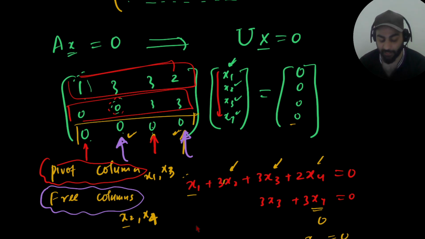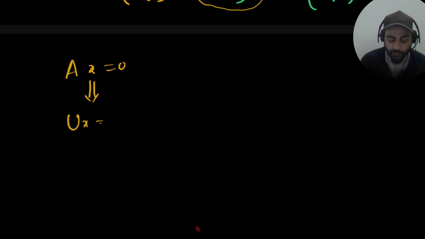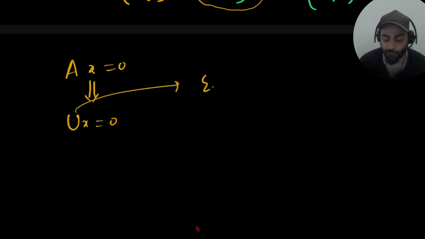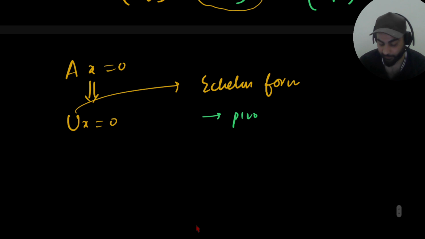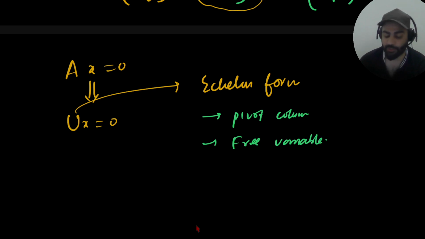So again, showing you the big picture. The big picture was we had Ax equal to 0. So what we did is we made it into Ux equal to 0. So this U was basically echelon form. So what I did is I had pivot columns and free variables. So here we had two free variables and two pivot columns.